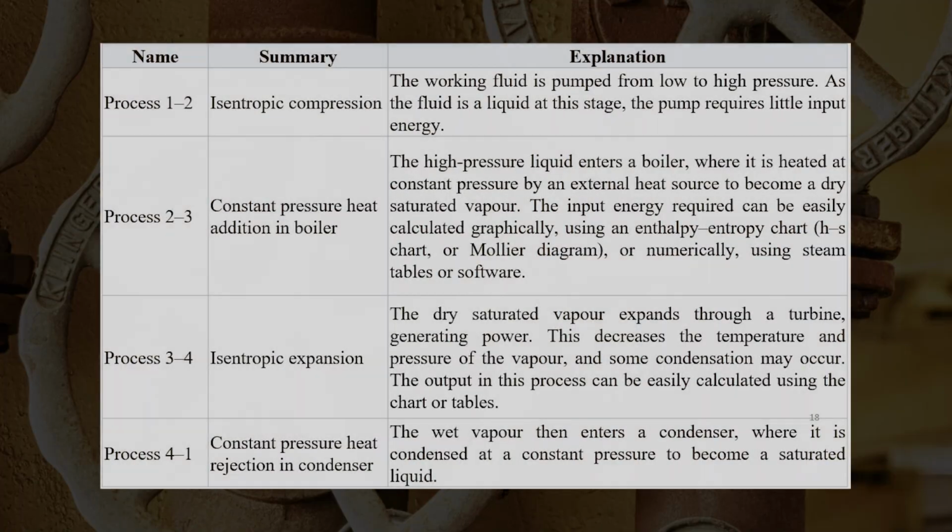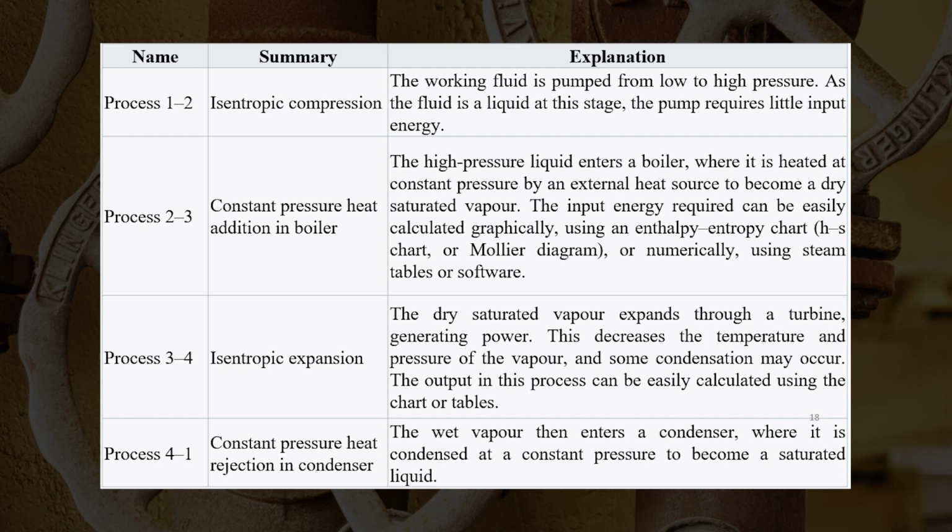Process 1 to 2, that is the isentropic compression. The working fluid is pumped from low to high pressure. As the fluid is a liquid at this stage, the pump requires little input energy. The high pressure liquid enters a boiler, where it is heated at constant pressure by an external heat source to become a dry saturated vapor.